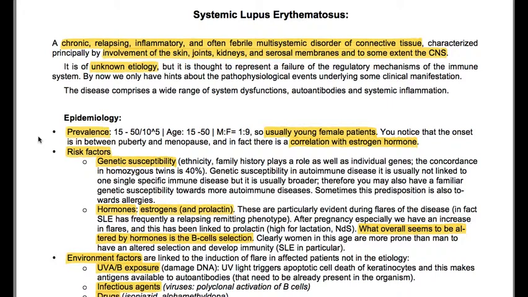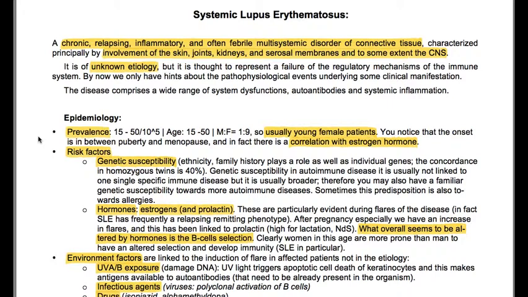The concordance in homozygous twins is 40%. Genetic susceptibility in autoimmune diseases is usually not linked to one single specific immune disease, but is usually broader. Therefore, you may also have a familiar genetic susceptibility towards more autoimmune diseases. Sometimes this predisposition is also towards allergies. You have also hormones like estrogen and prolactin. These are particularly evident during flares of the disease.